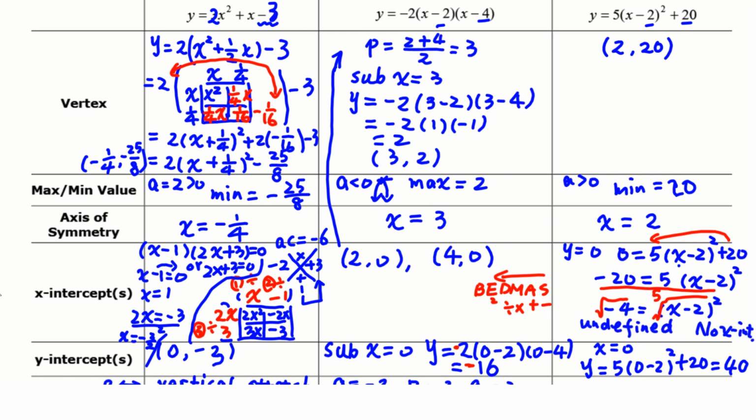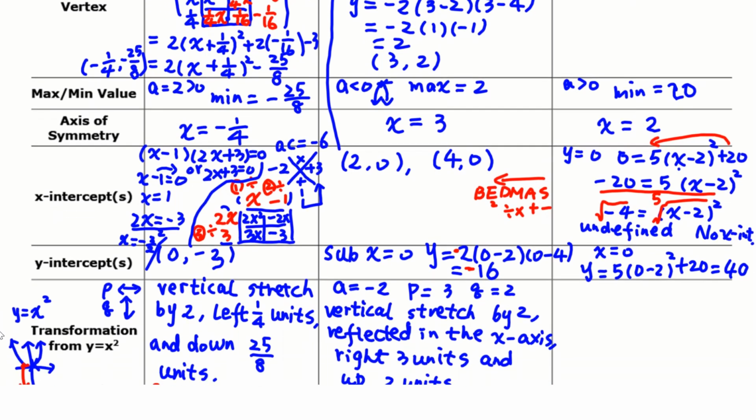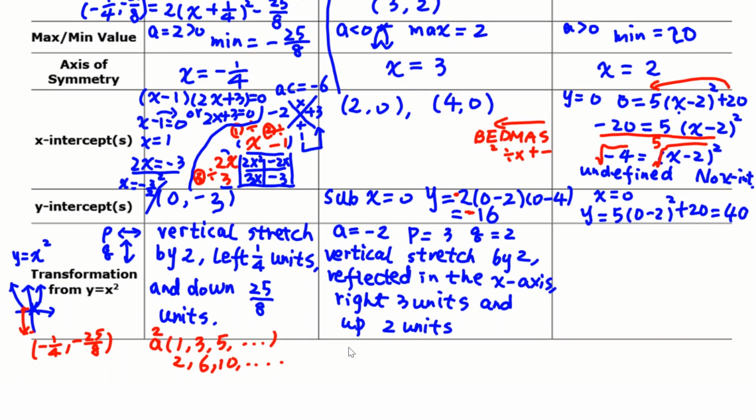And what it means is we have a vertex of (2, 20) and it opens up. So it will never ever intersect with the x-axis. So that is the reason there's no x-intercept.